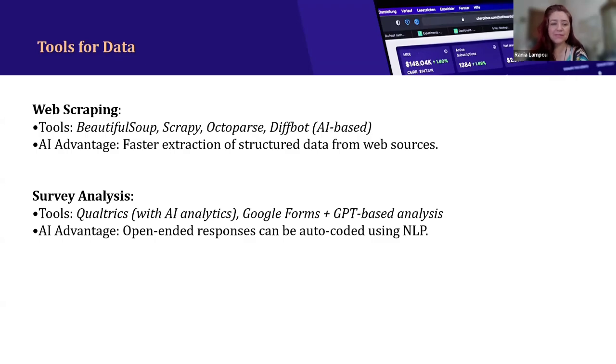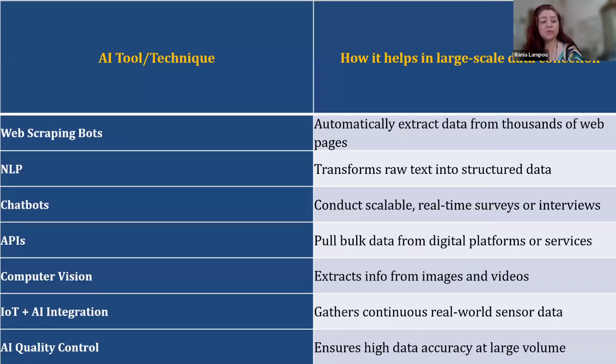And for survey analysis, Qualtrics, Google Forms plus GPT-based analysis. The advantage here is that open-ended responses can be auto-coded using NLP. So each of these tools that we explained, web scraping tools, extract data from thousands of web pages. NLP transforms raw text into structured data. Then chatbots conduct scalable real-time surveys and interviews.